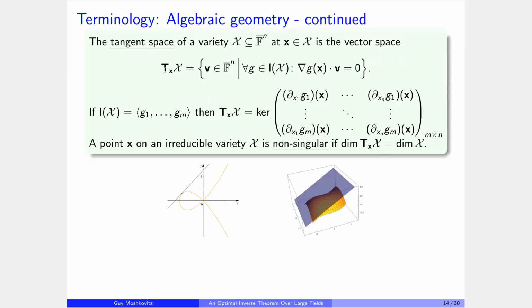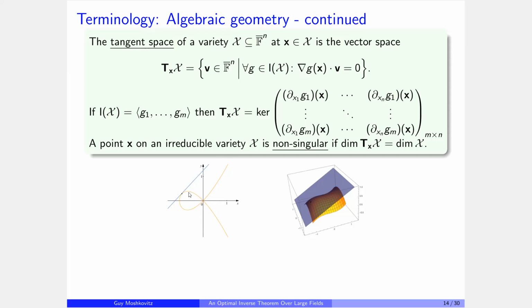Another definition is the tangent space of a variety at a particular point. I'm not going to go into the formal definition, but let's look at these examples. On the left here, in orange, I have a curve, a variety of dimension 1. This orange curve is defined by some polynomial in the variables x and y. And here is a black point, a particular point on this variety, and we can talk about its tangent space, this blue line. So the tangent space is always a linear space, or affine space if you shift it.